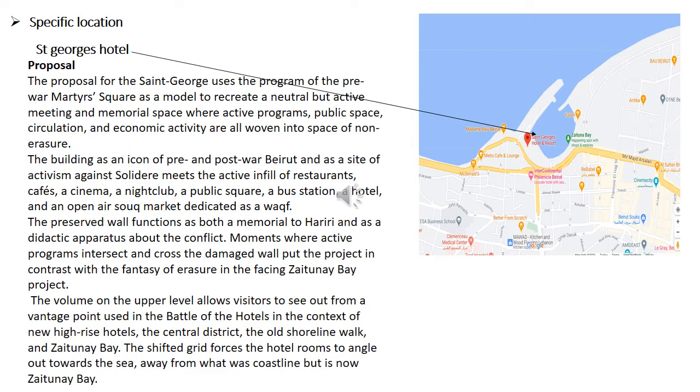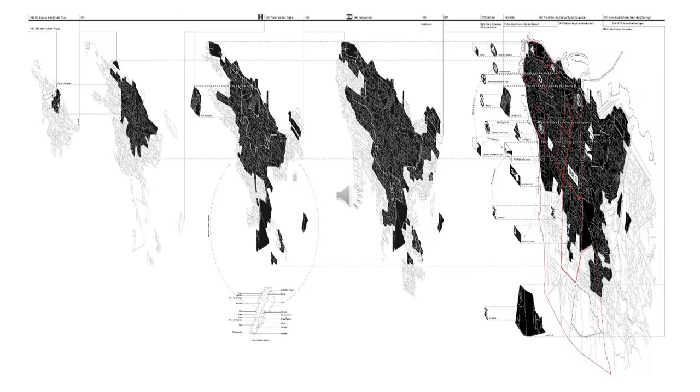This volume on the upper level allows the visitors to see out from a vantage point, using the context of a new high-rise hotel, the central district of Beirut, the old wall and Zaytuna Bay. They are shifted to give the hotel's rooms an angle towards the amazing view and the sea, away from what was the coastline but is now Zaytuna Bay.